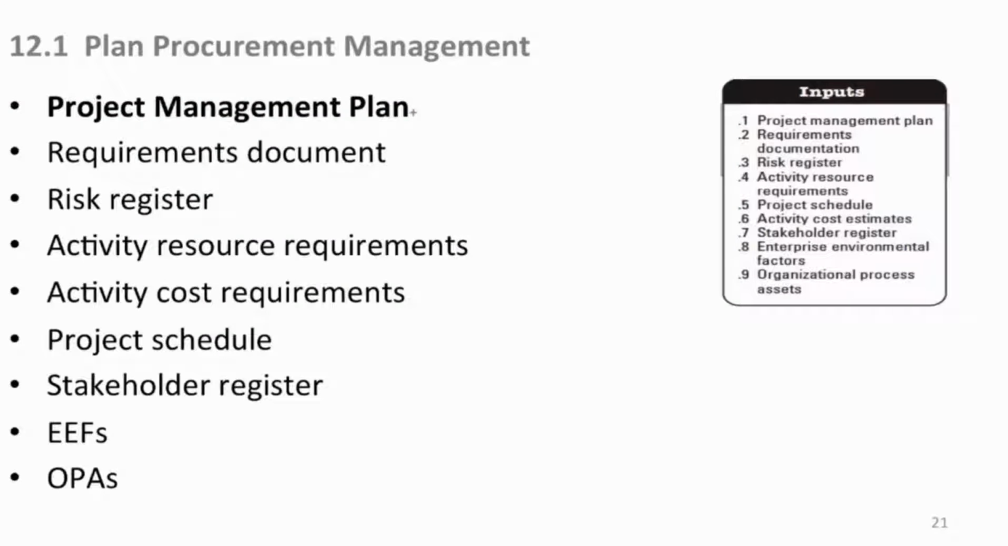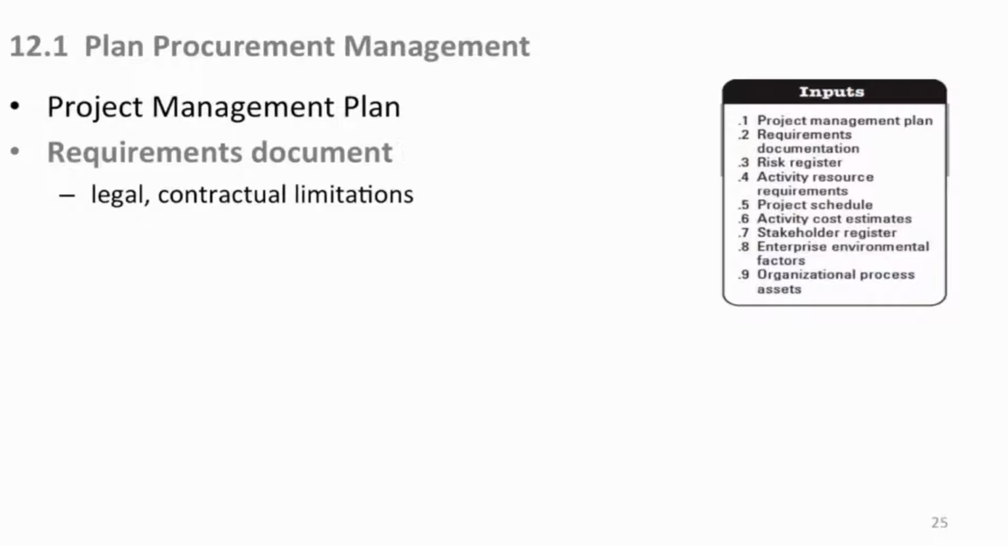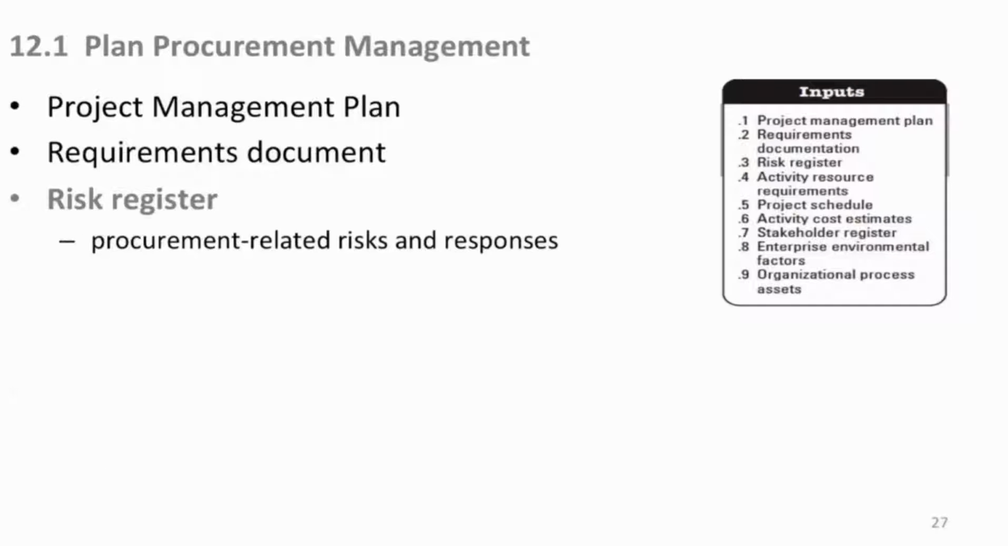So, inputs, the PM plan. Primarily the scope baseline. Remember, you need to know this for the PMP exam. I'll just memorize it, and you hopefully have it by now. There are 3 pieces to the scope baseline: the scope statement itself, the actual WBS with our decomposed work activities, and then its companion dictionary with who, what, when, how kind of thing at that level. The requirements document may have legal or contractual limitations in the requirements that are specified at that level, and you need to be aware of those because they would have an influence over your procurement statement of work that you issue for bid. Of course, then your risk register, all procurement-related risk responses and risks would be dealt with there.